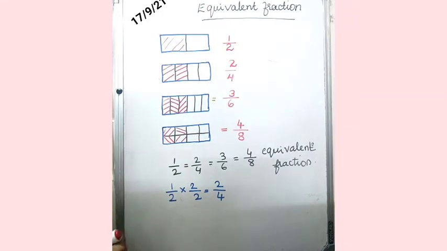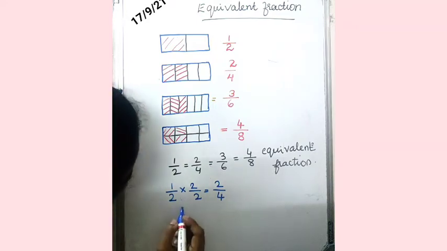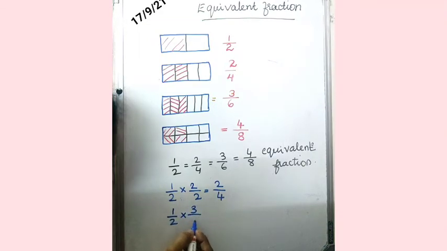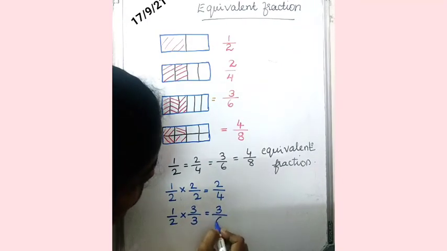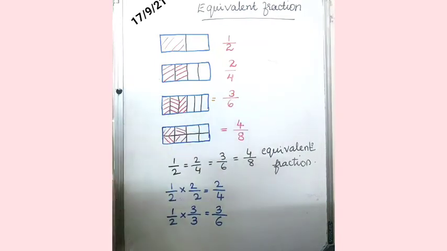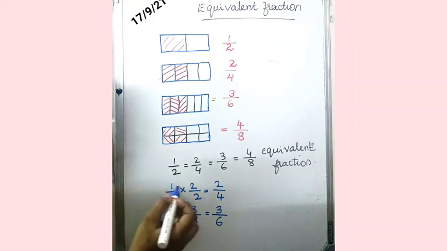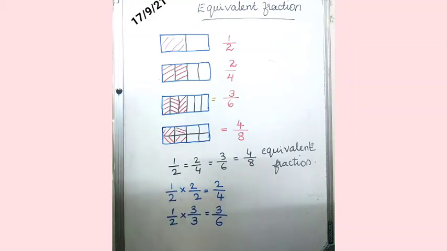Then I am again multiplying this 1 by 2 with 3. 1 by 2 into 3 in the numerator and 3 in the denominator. Then the fraction becomes 3 by 3 into 2, 6. Look here, 3 by 6. The equivalent fraction of 1 by 2 is 3 by 6. The equivalent fraction of 1 by 2 is 2 by 4.